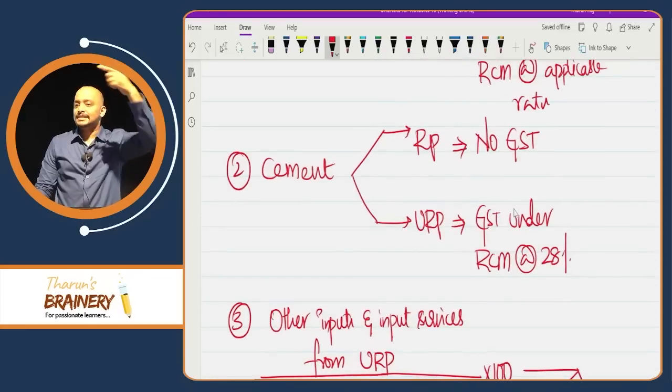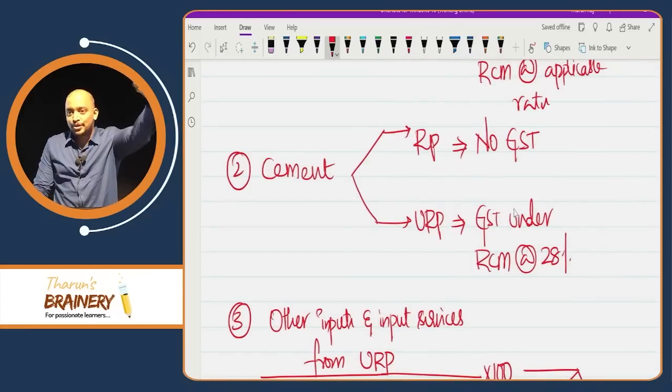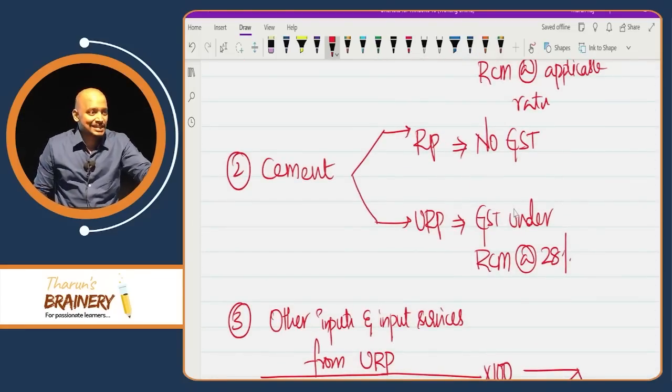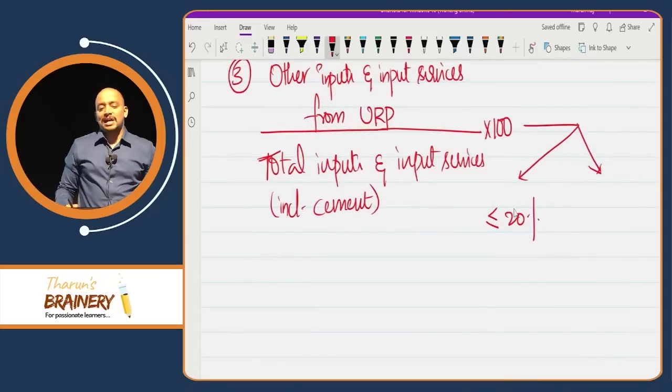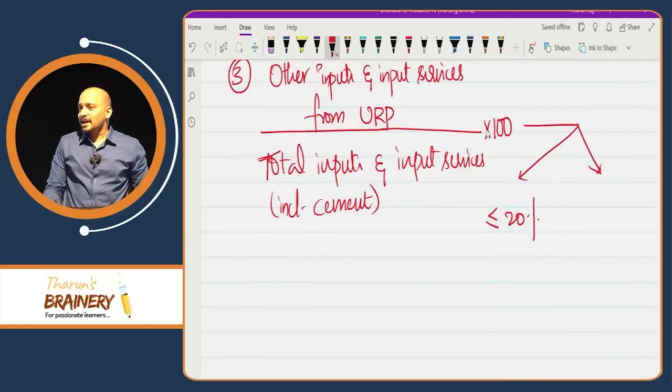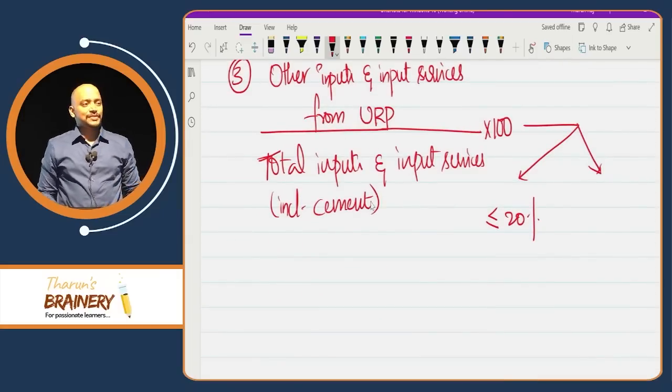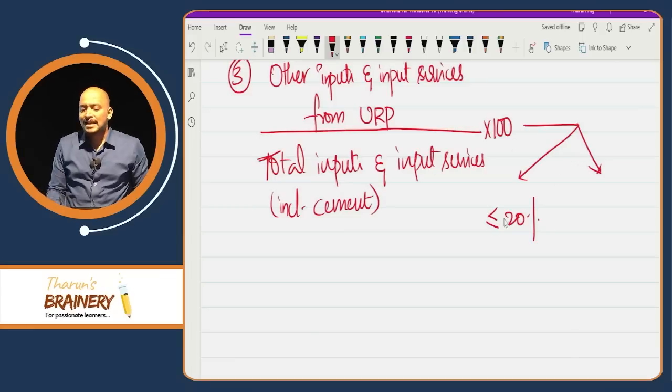Already we checked. Cement already we did in step 2. So in step 3 what is there? Remaining is there. You understood here? So remaining purchases from unregistered person divided by total inputs and input service including cement into 100% less than or equals to 20%. No GST. You don't have to pay any GST.